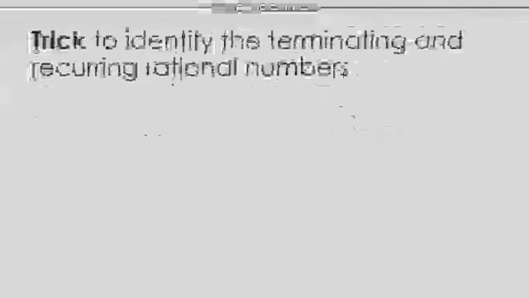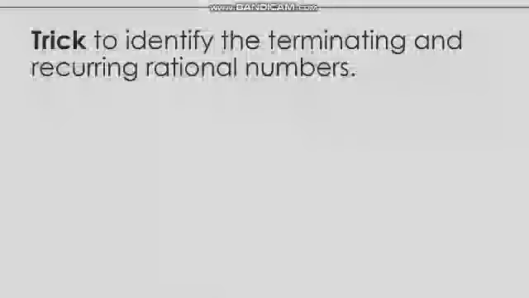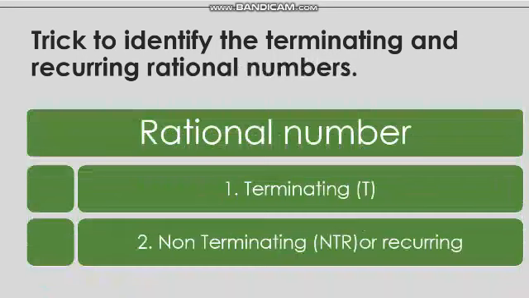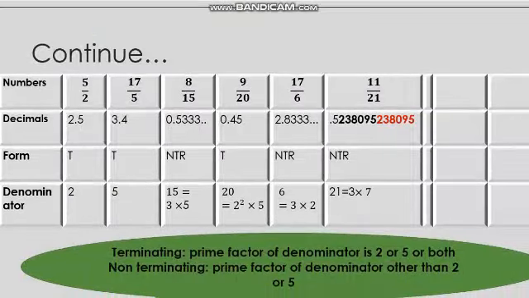So here I will share with you a trick through which you can identify terminating and recurring rational numbers without converting them into decimal numbers. For the terminating, I will write down the letter T, and for the non-terminating, I will write NTR. So here is the trick. We choose some numbers: 5 by 2, 17 by 5, 8 by 15, 9 by 20, 17 by 6, and 11 by 21.